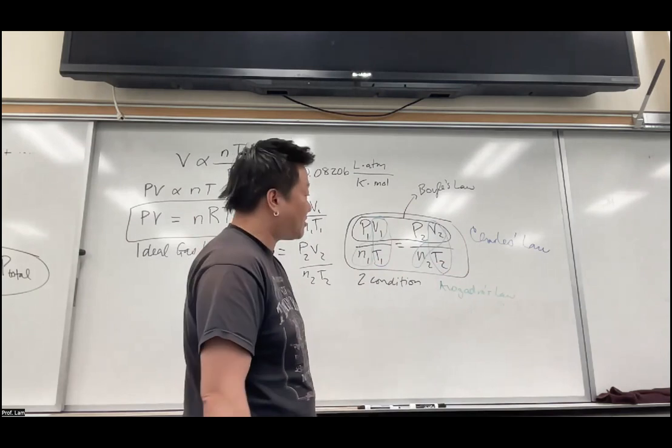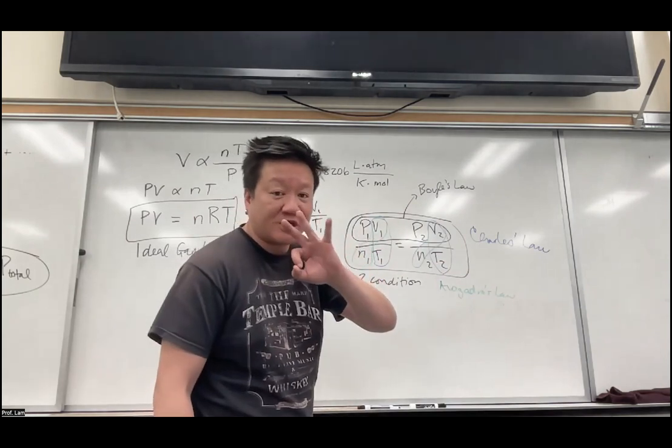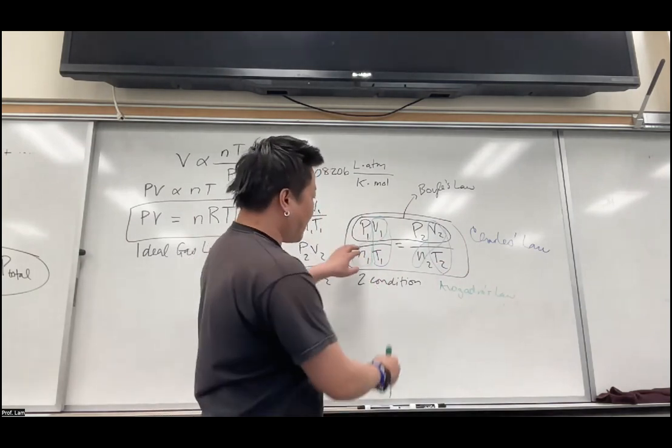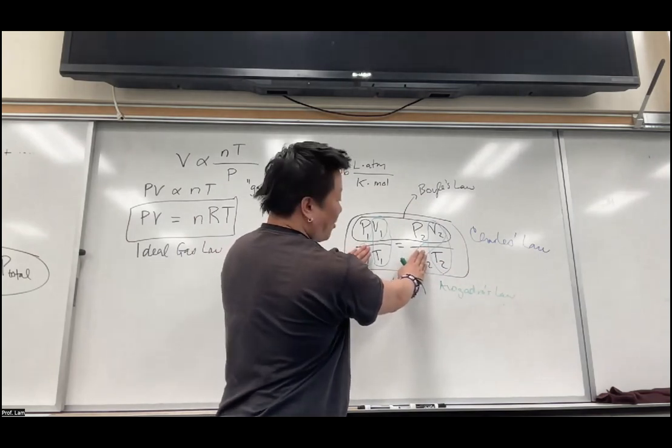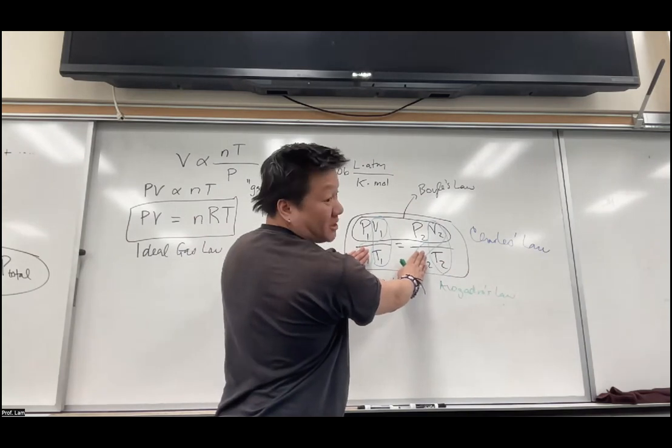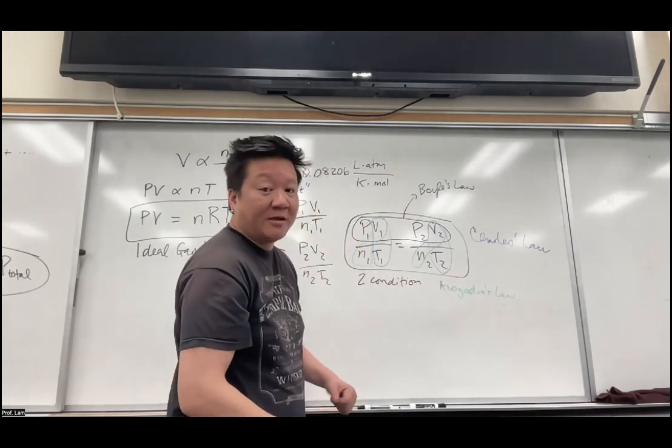Now, there are going to be two condition problems where three things are changing and only one stays the same. So let's say only moles stay the same. So what is your equation? P1 V1 over T1 is equal to P2 V2 over T2. Okay, so that makes it easier.